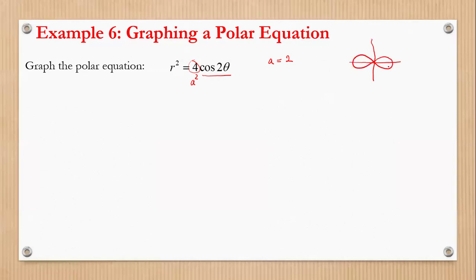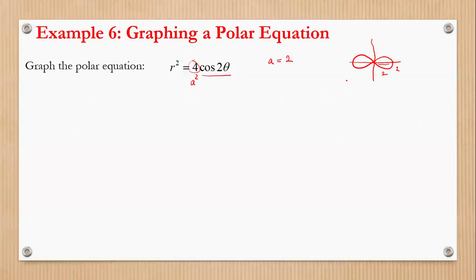And the length of the petal is just 2. That means this point is just 2. So now, that's an idea that we have before we start graphing. But now let's see how we can graph.